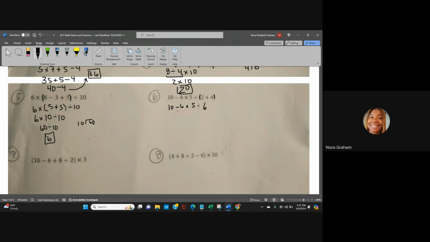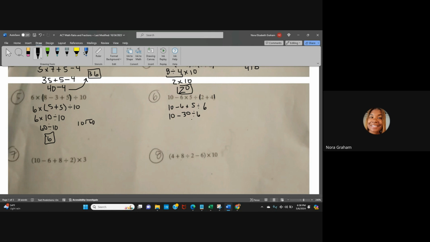Okay. Now I have multiplication and division right here, right? So my 10 minus is just going to come along for the ride, and my multiplication and division I'm going to do from left to right. So first let's do 6 times 5. 6 times 5, 5, 10, 15, 20, 25, 30. It's going to give me 30 divided by 6. All right.